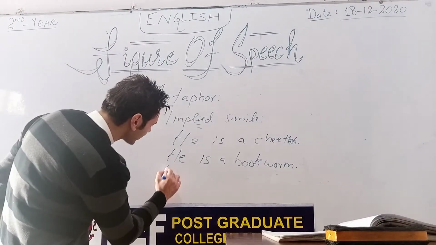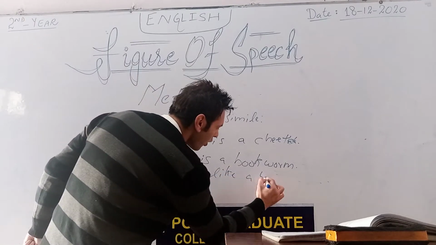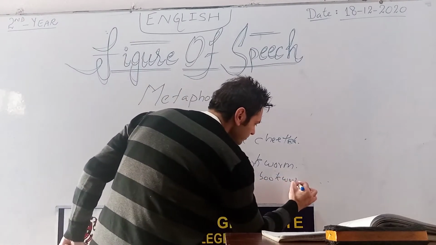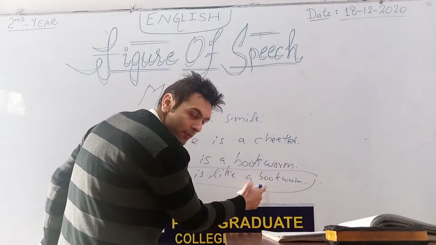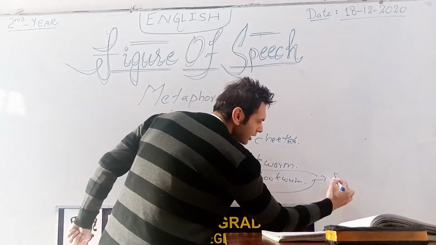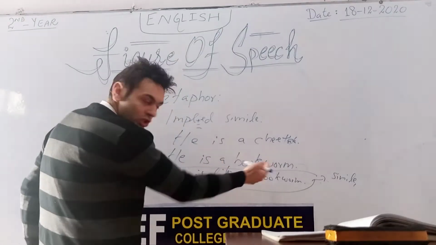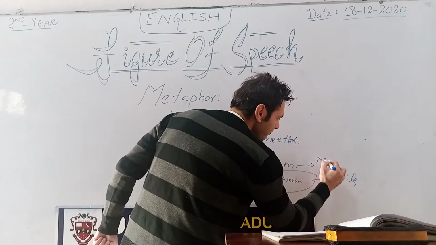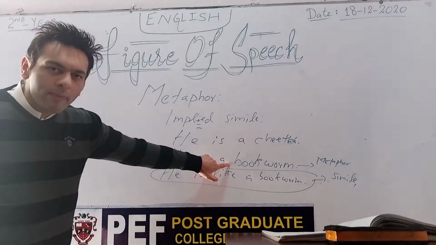लेकिन अगर मैं ये कहता हूं that he is like a bookworm, तो ये जो आपकी कंपैरिजन ड्रॉ हो रही है यहां पर, that is your simile. ये जो आपकी कंपैरिजन ड्रॉ हो रही है that is metaphor. Metaphor में आप क्या करते हैं?